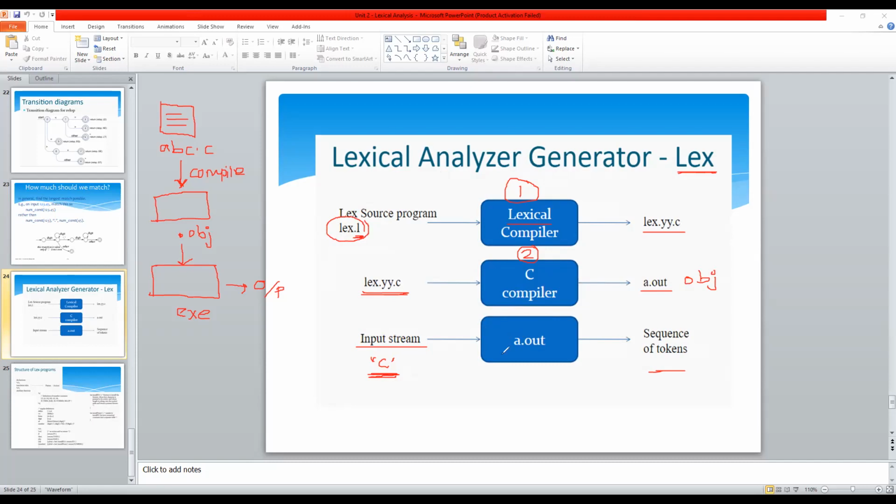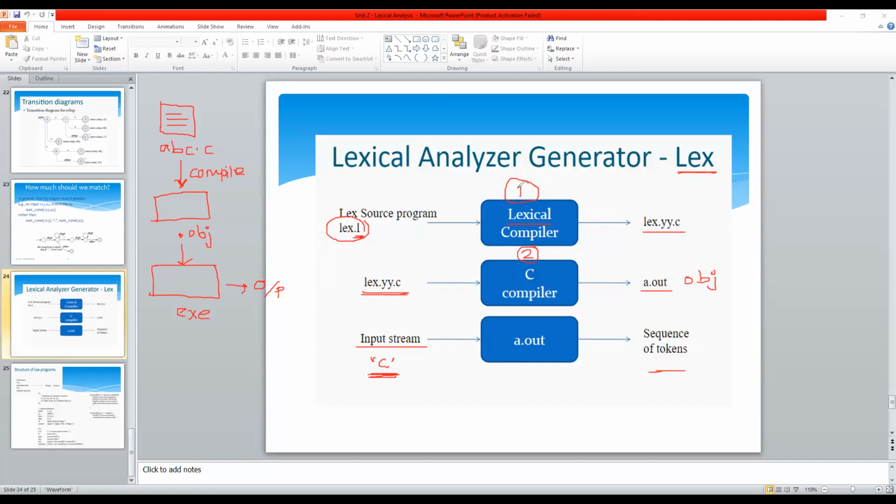Steps आपण compile कसे करायचे हे आपण आता learn केलं. But what is the source code in this lex.l, that we will learn. Up to this, is there any difficulty? Yes, students. All of you are getting this procedure.